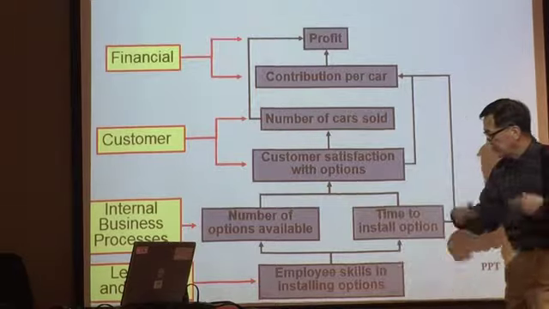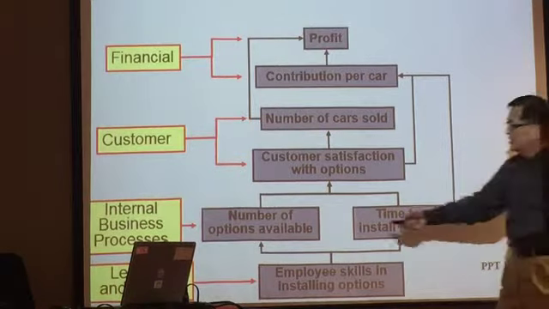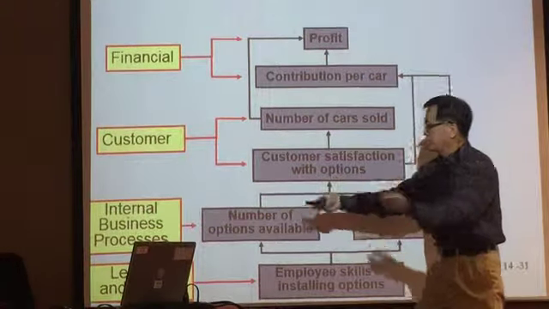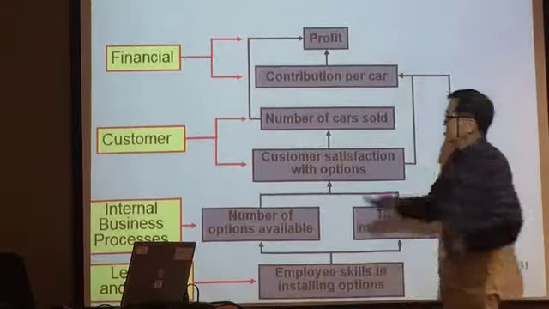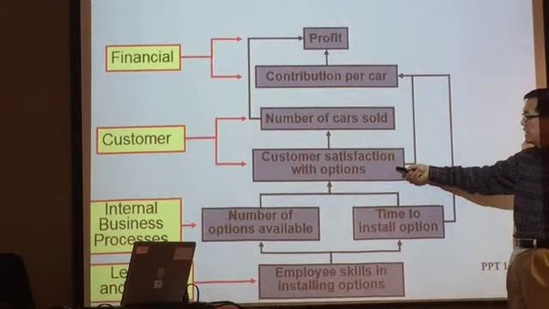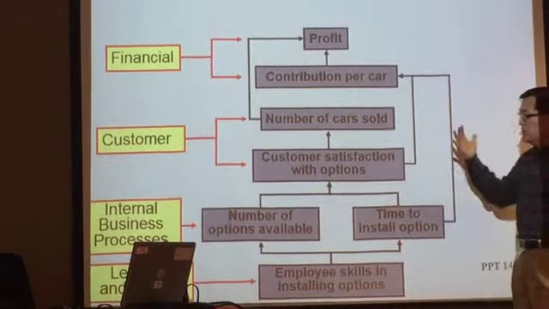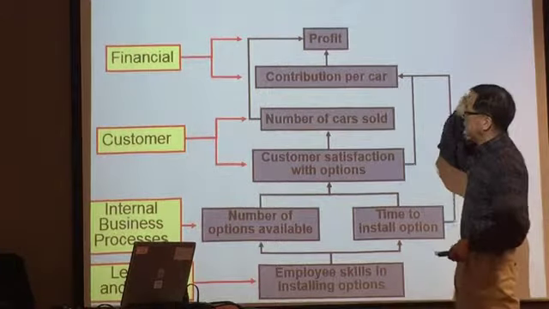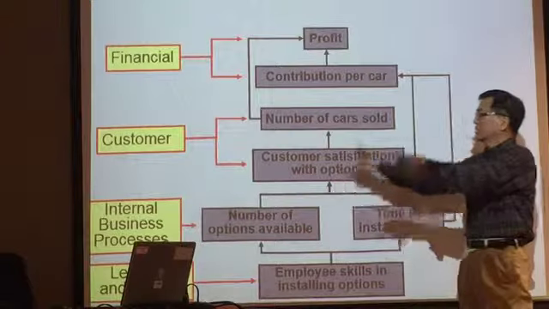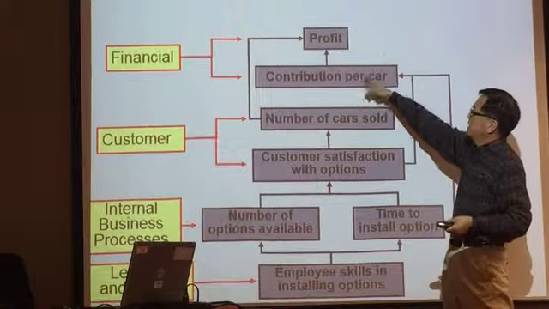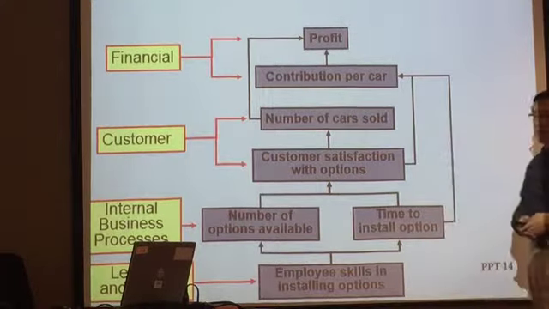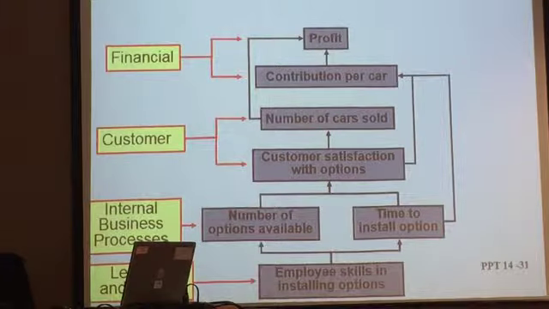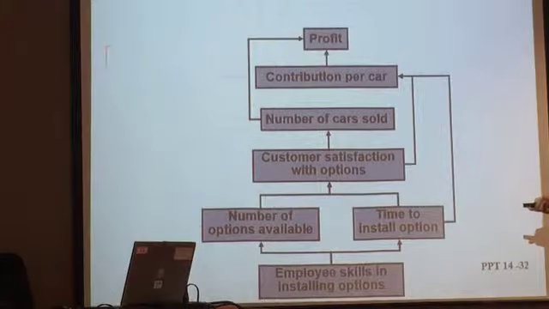Learning and growth: employee skills, they are learning. Internal business: number of options available. That's the internal business processes. And customer satisfaction with the option. The more options the customer has, the more satisfied they are with the product. So the financial: if they like your product, they come back, and your final profit will go up.